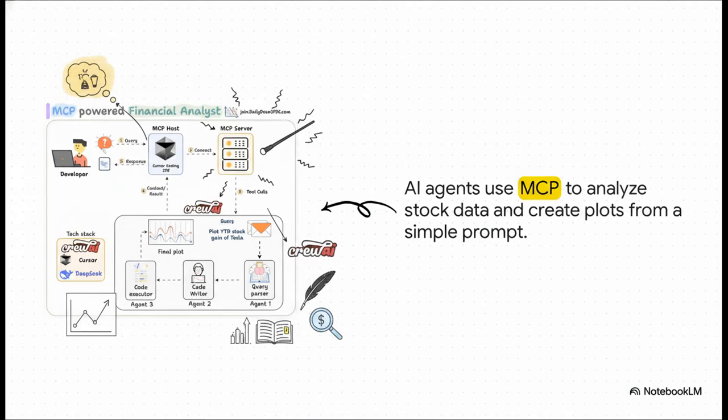A developer types a really simple request into the Cursor IDE. That's our MCP host, remember? The host then uses MCP to call a tool, and that tool kicks off a whole crew of these little agents. One agent's only job is to understand the request. Another one's job is to write the Python code to go get the stock data. And a third one executes that code and makes the chart. MCP is like the invisible conductor, making this whole symphony play in perfect harmony.